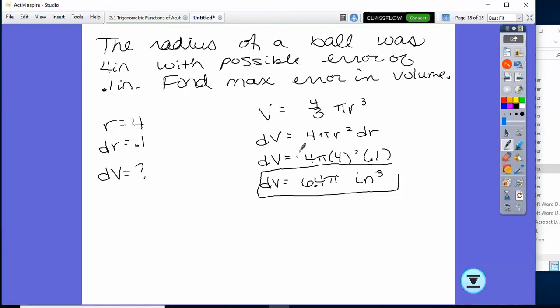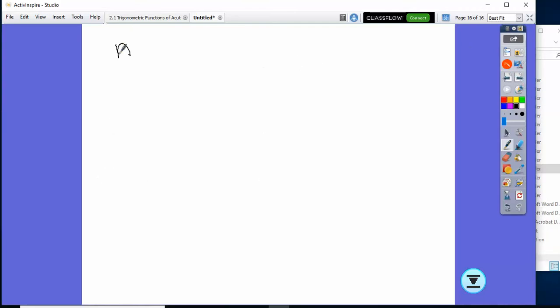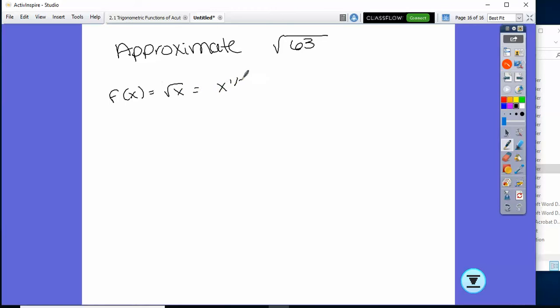Let's approximate the square root of 63. So what would my function be? Square root of x, or x to the 1/2. What a would you use? That has to be something close to 63 that you can do the square root of. So 64. The ordered pair then would be 64 comma 8. You just plug it in.